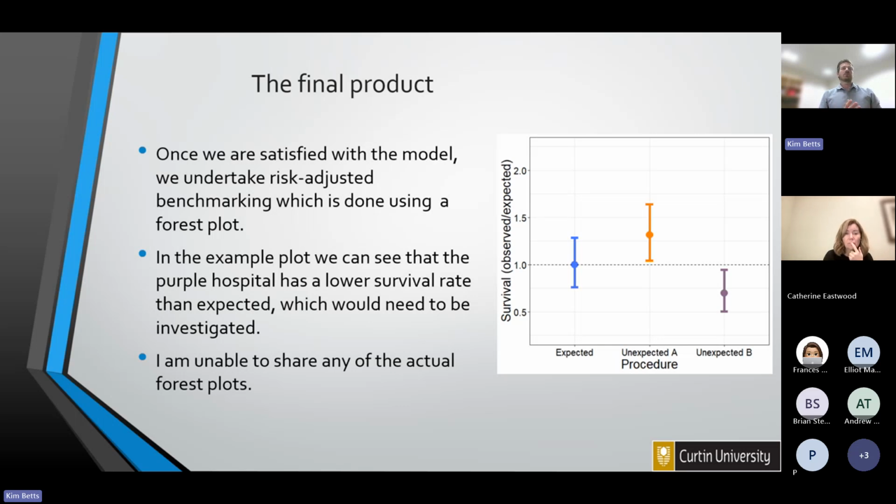You're observed over expected. If your confidence limits fall on the null value of 1, then you have a survival rate that's expected. The orange one is showing better survival than expected, and it gets a bit confusing because I'm talking about mortality and then the plot is survival, but we usually switch it around to show survival rates rather than mortality rates. Whereas the purple hospital has a lower survival than we would expect, even after risk adjustment. And this is where you would firstly check the model, then you would check the data, and then you might actually have to start discussions about, well, do we have to try to figure out what's going on at that hospital.